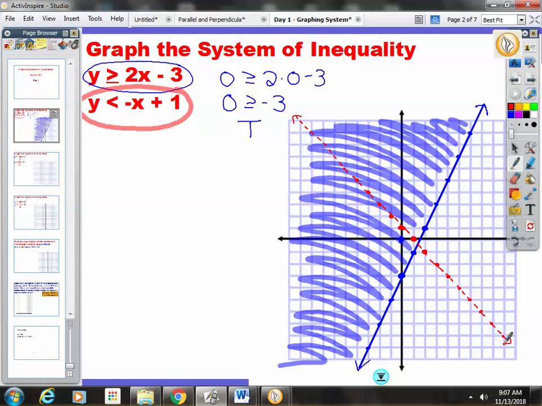So just like in the previous graph, we want to test the point. We're still going to test 0, 0. So is 0 less than the opposite of 0 plus 1? Is 0 less than 1? That's true. So again, lightly shade on the side with 0, 0. So for my red graph, it's going to be on the bottom side.